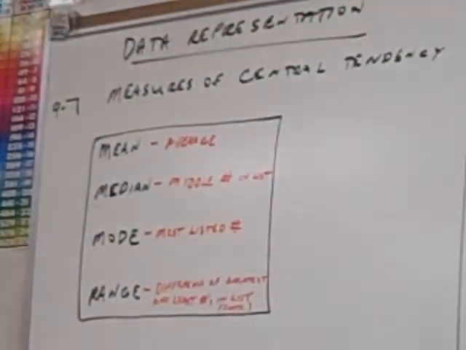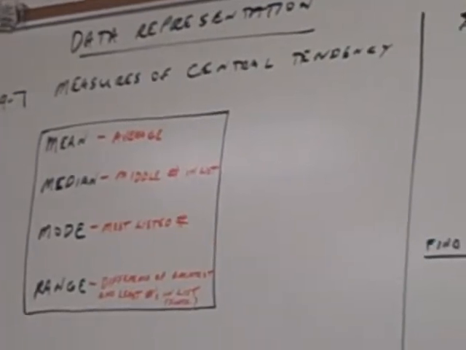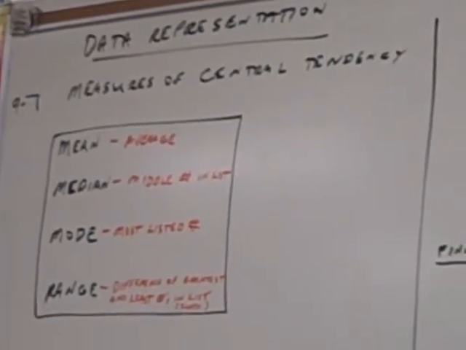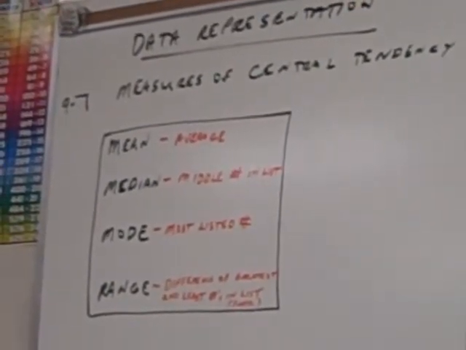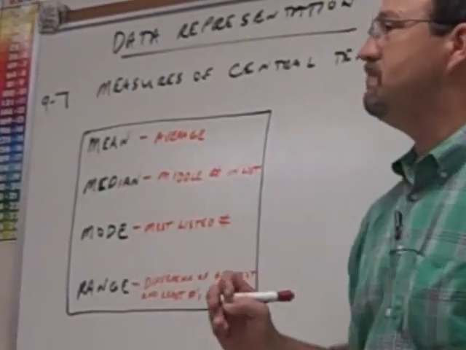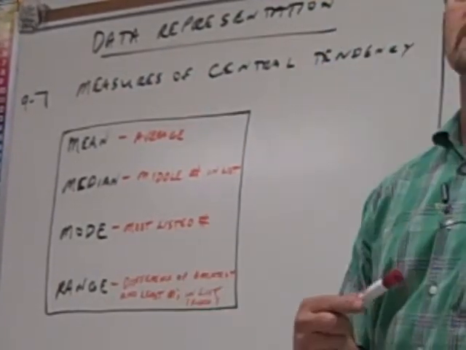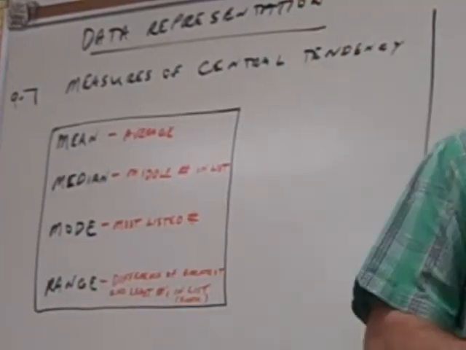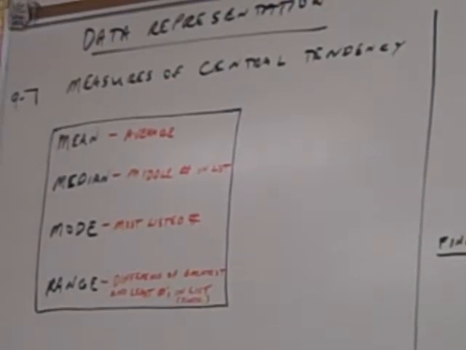There are 4 things we're going to look at: mean, median, mode, and range. The mean definition is what? The median is the middle number in the list. Mode is the most listed number. And the range: you take the big one and the small one and do something with it. What is the range from the biggest one to the smallest one?